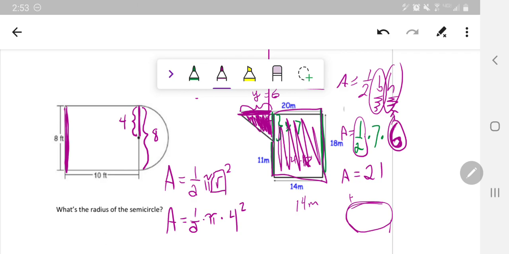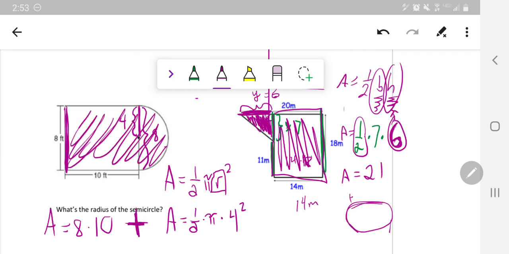Once we get that answer, we'd add that answer to the area of the rectangle, which is 10 times 8, or 8 times 10. So we'd add those two answers together to get the area of this whole composite shape.